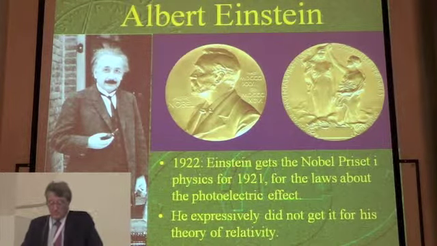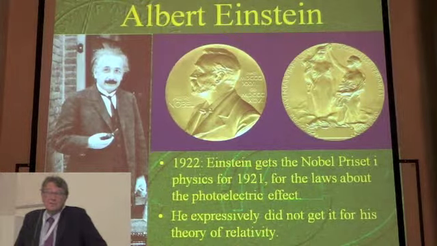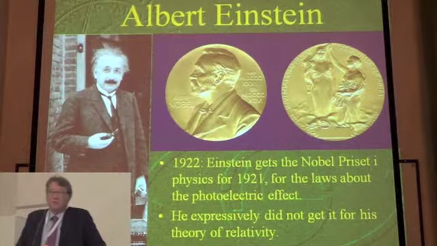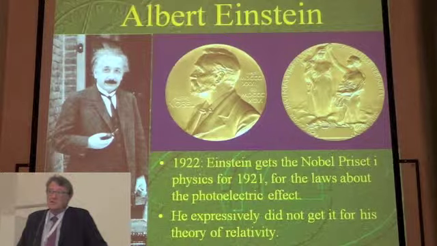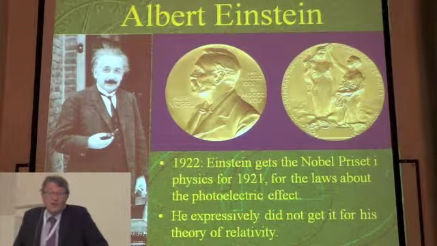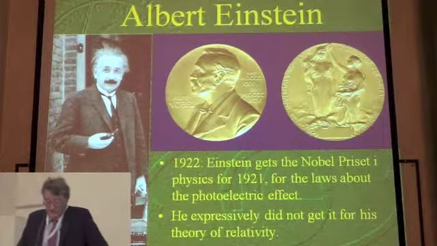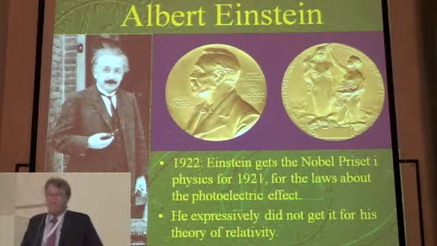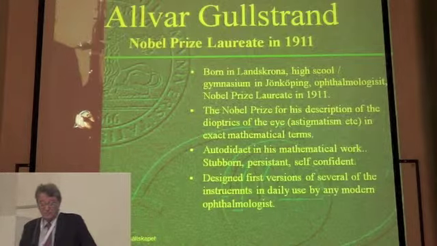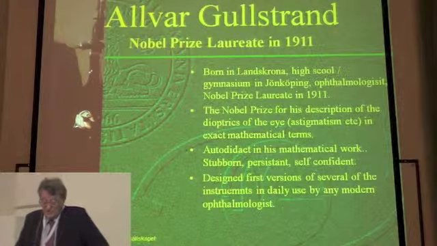And he got the prize in physics for 1921, but he got it only in 1922. And it's the only Nobel Prize recorded where it has been officially stated what it was not given for. It was not given for the theory of relativity. It was given for the photoelectric effect. So that was what Alvar Gullstrand actually influenced. He was born in Landskrona, like I said here.